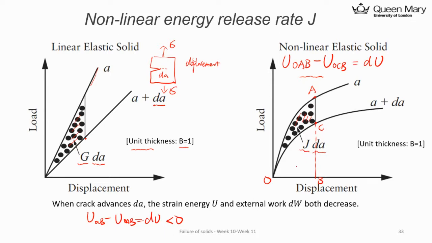Similarly for the external work, it is originally this whole square, and now it becomes this smaller square. So that gives you the idea of what happens after the crack extends: the strain energy and the external work are both reduced.